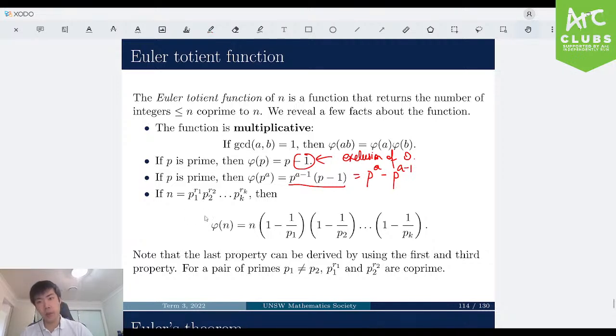In general, if you do the prime factorization of your number n, you can always compute phi of n with this huge formula here. Typically, we don't really use this last property. Making use of the other ones is most of the time good enough for any question you're going to do. Note that the last property can be derived by using the first and third properties for a pair of primes. You can have a look at this yourself if you want to see how you might go about deriving it.